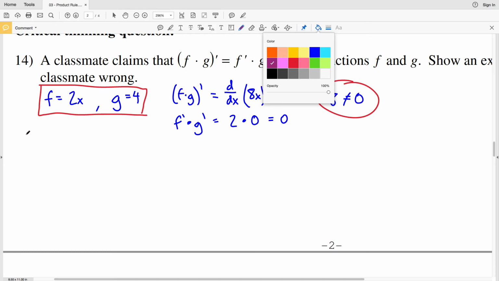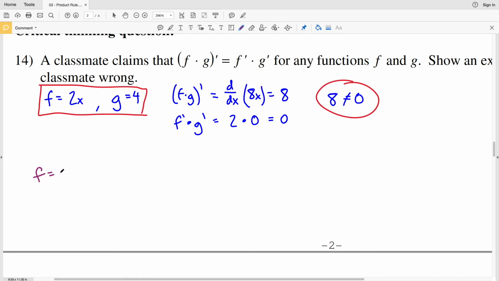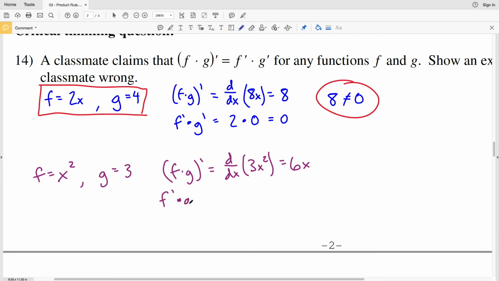Another example, let's say that f equals x squared and g equals 3. Then the derivative of f times g equals the derivative of x squared times 3, so the derivative of 3x squared, which equals 6x. And then if we take the derivative of f and multiply that by the derivative of g, well, the derivative of f is 2x and the derivative of g is 0 because the derivative of a constant is 0, and 2x times 0 equals 0, and 6x does not equal 0.